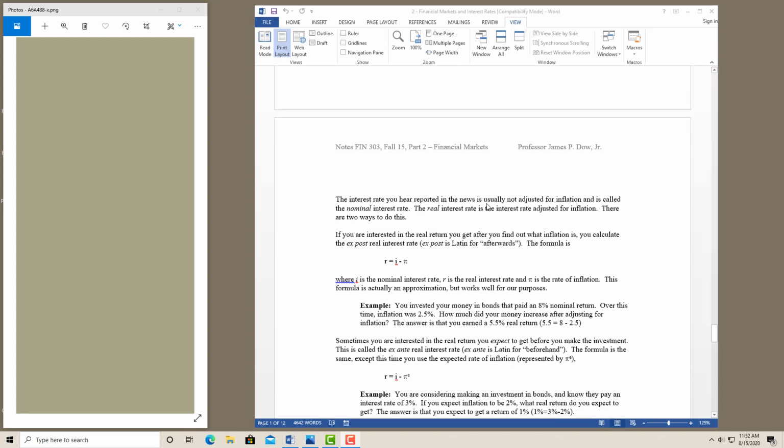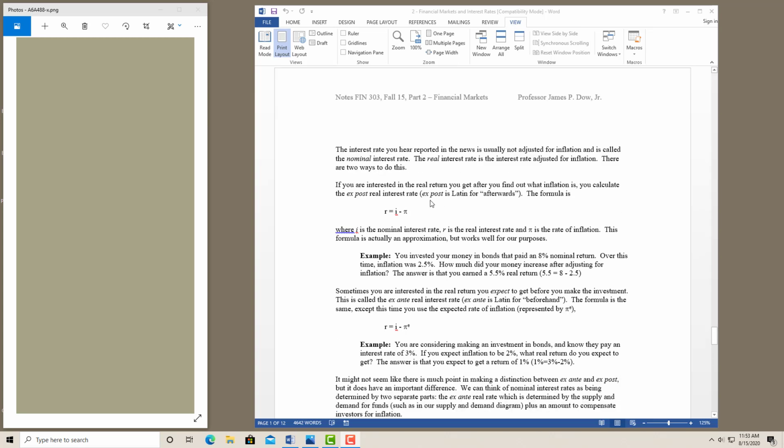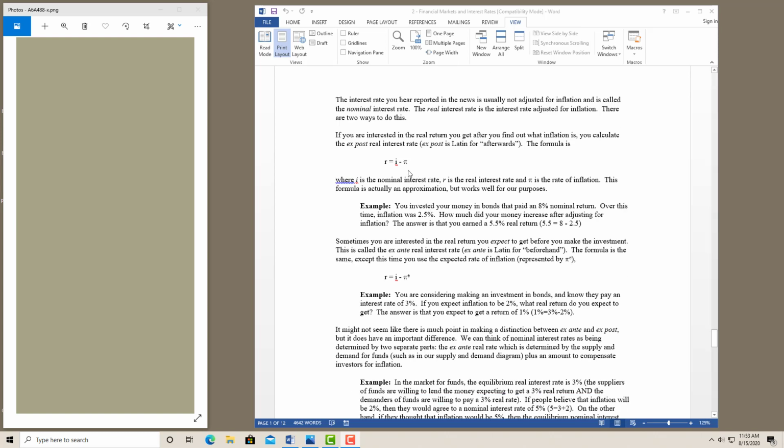Now, it turns out there's kind of two ways to think about the real interest rate, so that makes it a little more complicated. But I think once we walk through the examples, you'll see. The first is what we call the ex post real interest rate. Ex post is Latin for afterwards. This is what we get after the inflation has happened. So let's see what that is. So the real interest rate there is R, and we find that by taking the nominal interest rate, I, and subtracting inflation. We'll use the symbol pi for inflation.